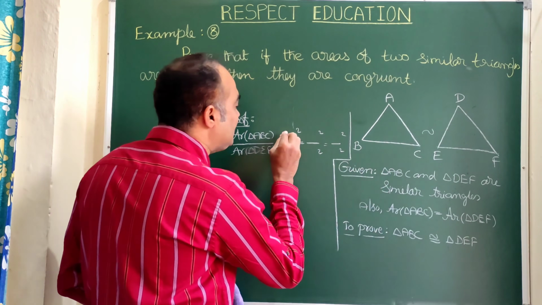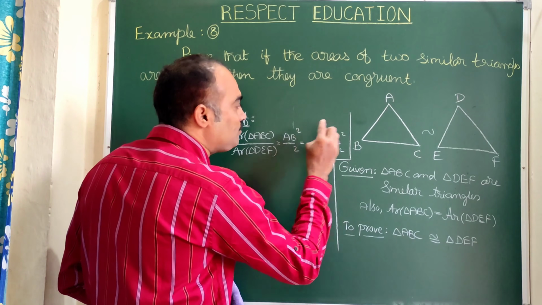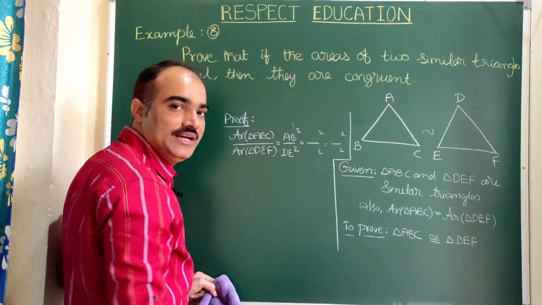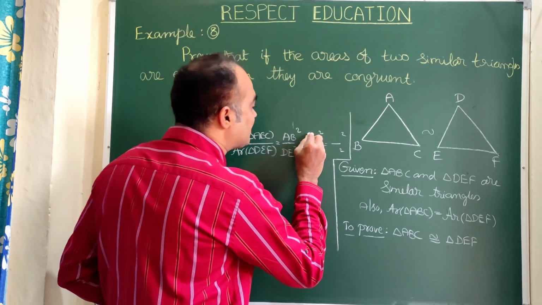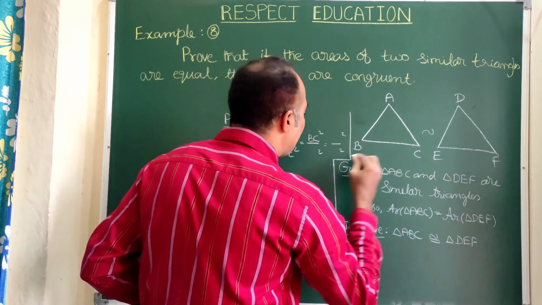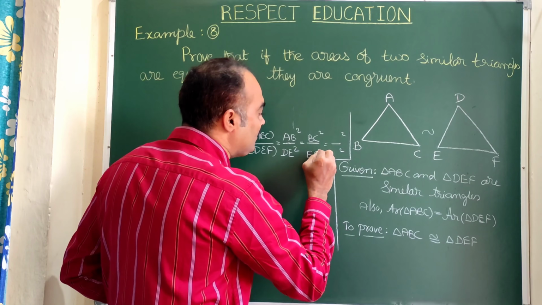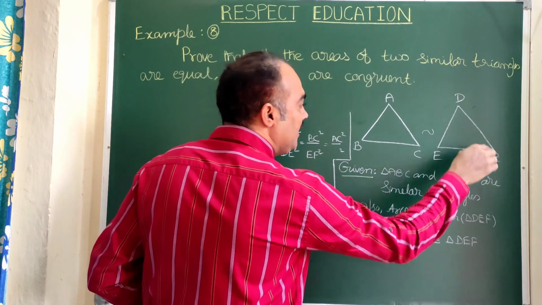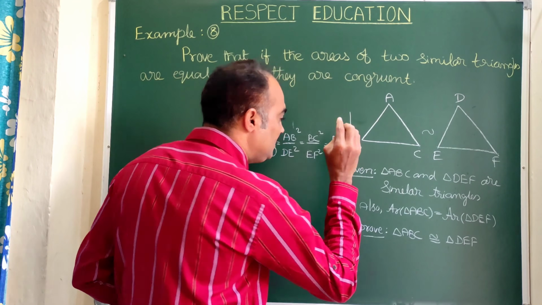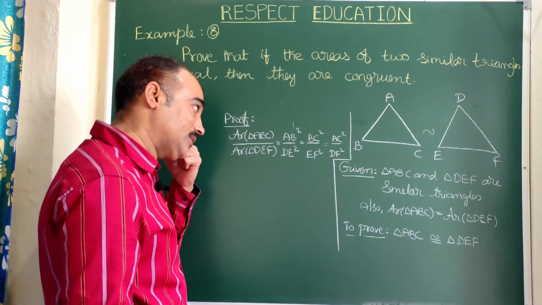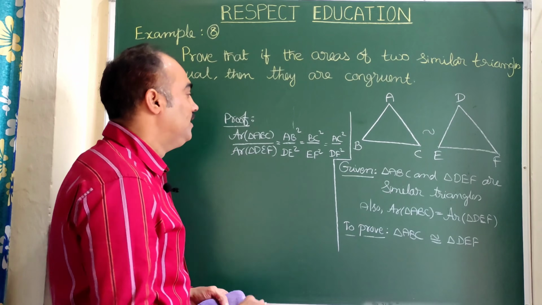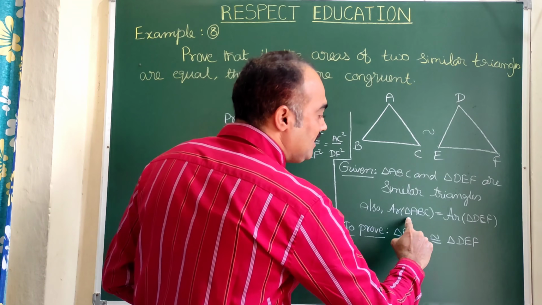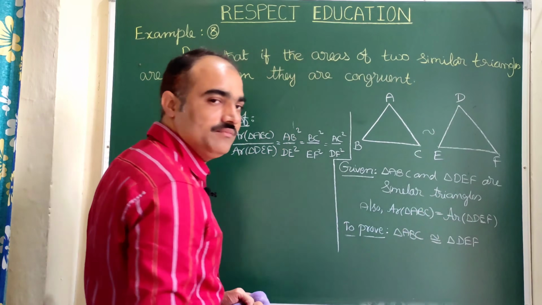Here if we consider AB, its corresponding side in DEF is DE. So it is AB square by DE square. Same way BC square by corresponding one is EF, so BC square by EF square. Similarly AC square by DF square. This is what we have seen its proof in our earlier video. So it's a theorem. Here one more condition is given, that these two areas are equal.